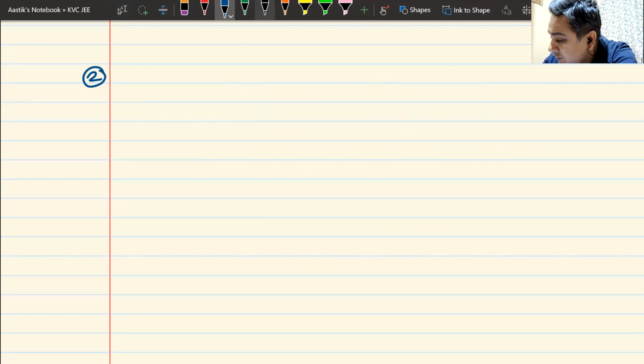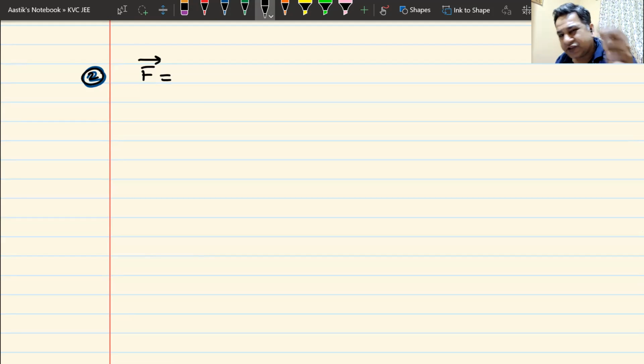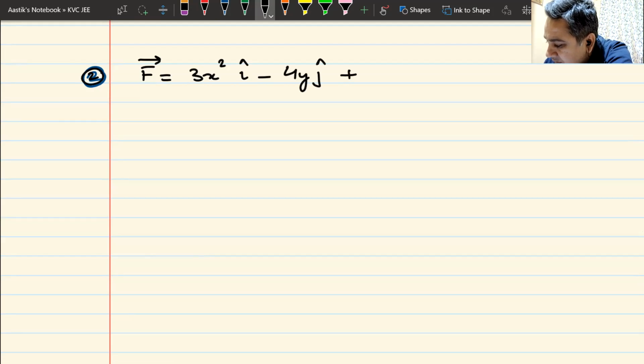Now I give you a question and I expect that you would be able to solve this. Question number 2. I use black ink for the question. Now the force is like this, F vector. I'm trying to give you the most complicated force that can ever come in JEE Advanced, not in JEE Mains. In JEE Mains, they hardly can give such a question. Probably the question would be of one dimension. I'm giving you a 3-dimensional force. So the force is 3x square i hat minus 4y j hat plus 3 times k hat.